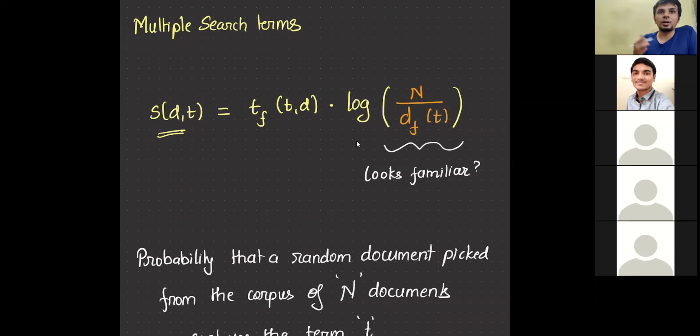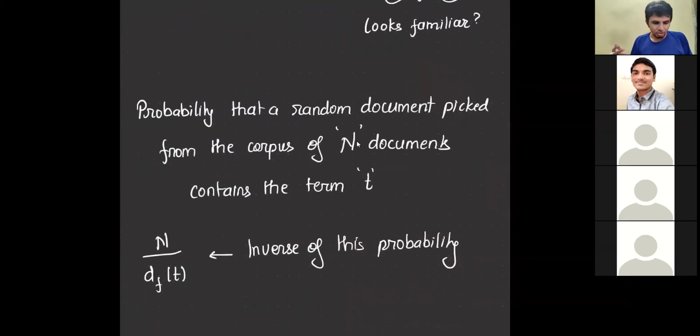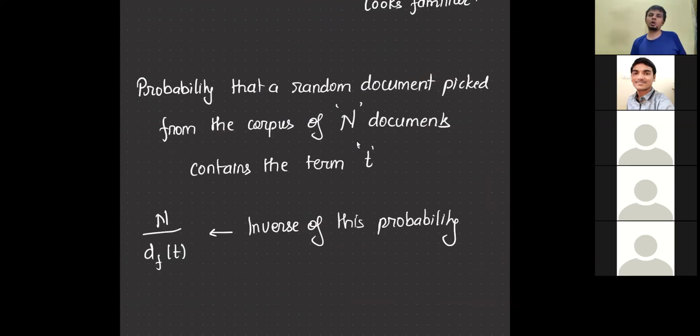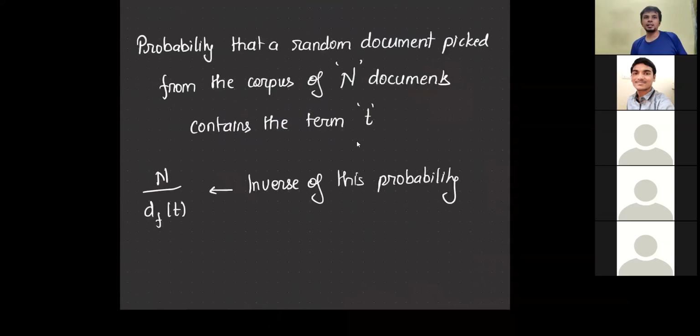I'll start with the intuition. So what should we do? This is straightforward for TF, term frequency, but log is something which would make things a little complicated. When you have multiple terms, how would you deal with this? This is very familiar to what? Probability, right? So n divided by document frequency. What's the probability of a word with a document frequency df being present in a corpus of size n? It would be df upon n, correct? Because it's the number of documents the word is present in divided by the total number of documents. So the probability that a random document picked from the corpus of n documents contains the term t is nothing but df upon n.